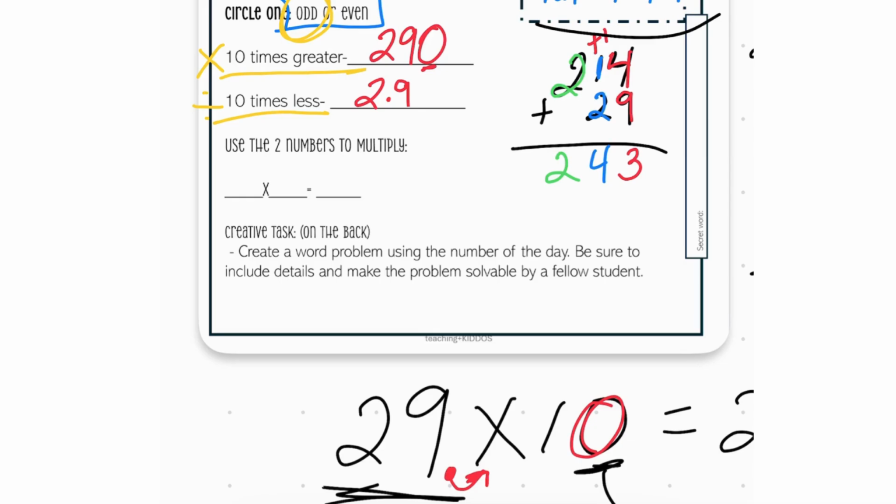And now if we take the two numbers, let me change colors a little bit, we have a 2 and a 9, and that equals 18.